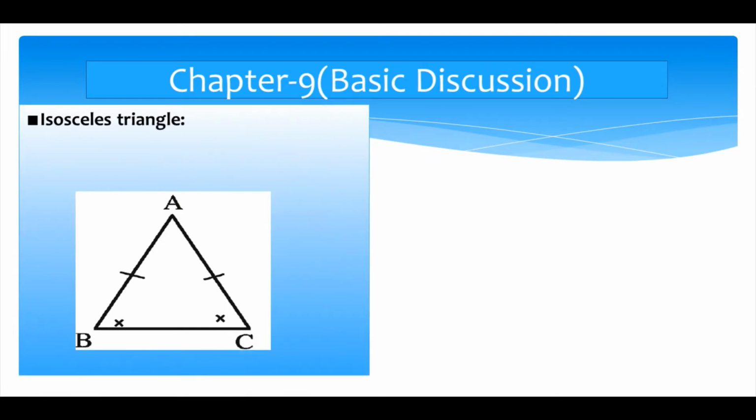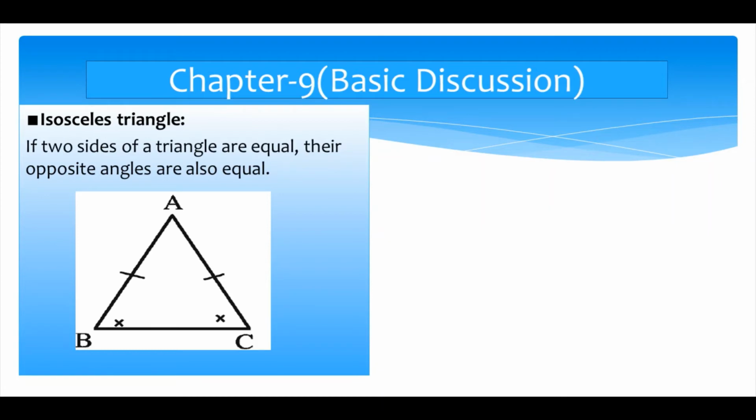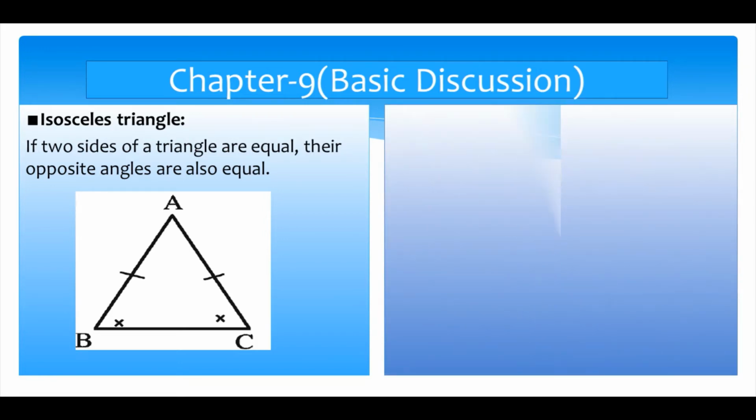Isosceles triangle, and we will learn now the property of isosceles triangle. If two sides of a triangle are equal, their opposite angles are also equal. So from the isosceles triangle ABC, you can see the figure, this is the isosceles triangle ABC. These two sides are equal, AB equals AC. That's why this triangle is the isosceles triangle, because we know in an isosceles triangle the two sides are equal.